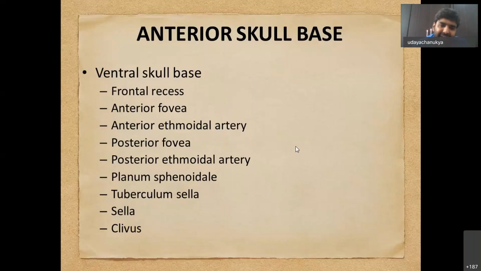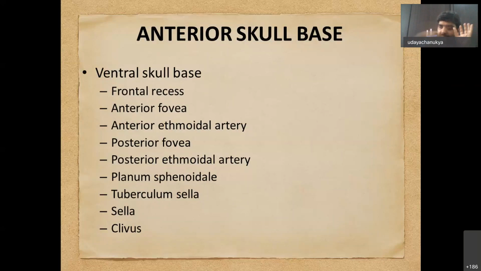Coming to the anterior skull base. Remember, these parts run from the frontal recess till the clivus. If we travel from anterior to posterior, and start labeling 1, 2, 3, 4, 5, 6 along the roof, these are the landmarks you have to find. First is always the frontal recess. This is not a part of the skull base, but it is for understanding. Starting from the frontal recess, the landmarks one can see are the frontal recess, anterior ethmoid artery, posterior ethmoid artery, and sella.